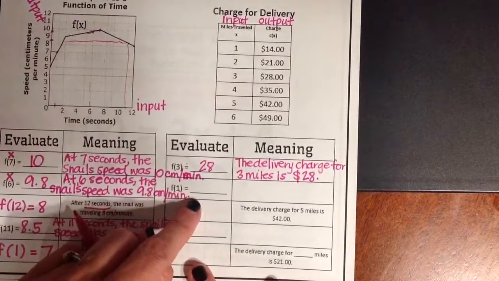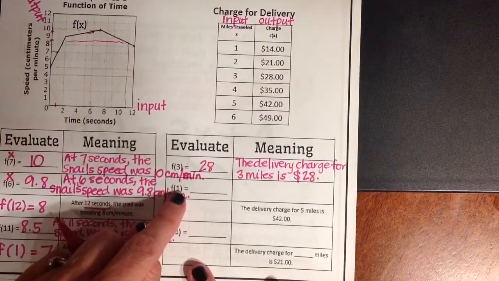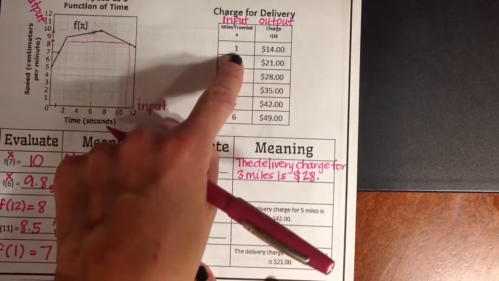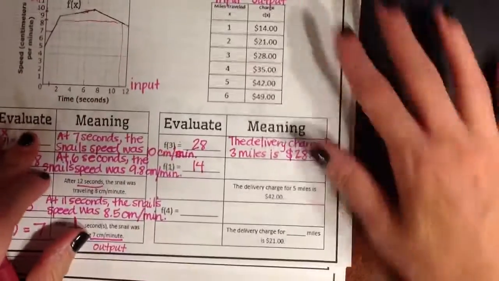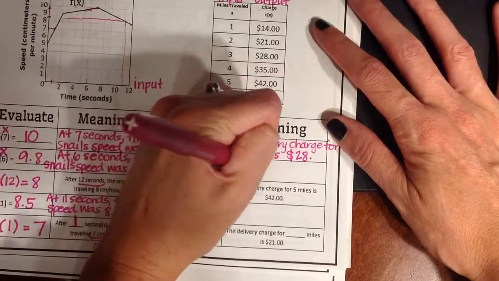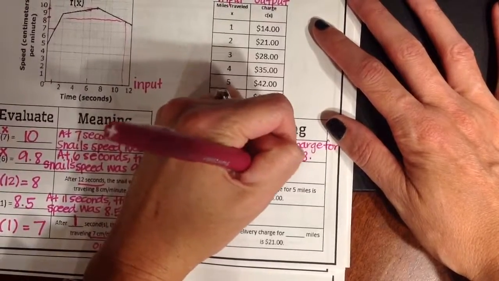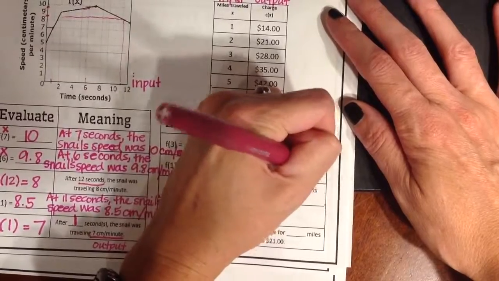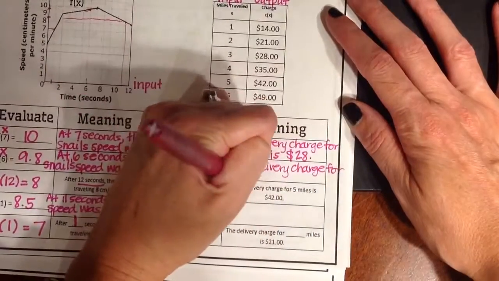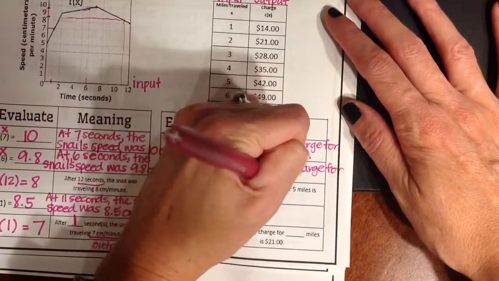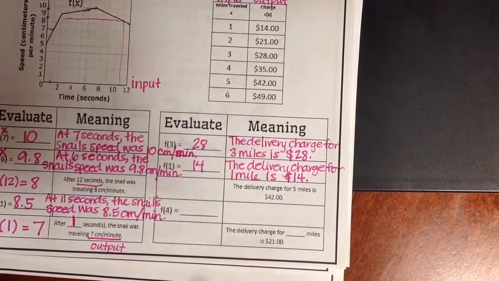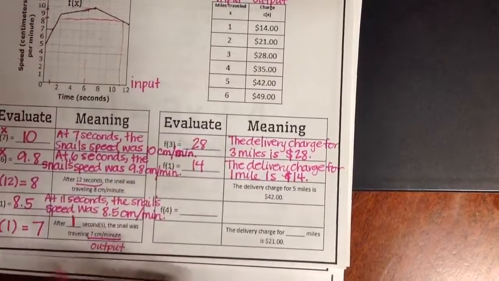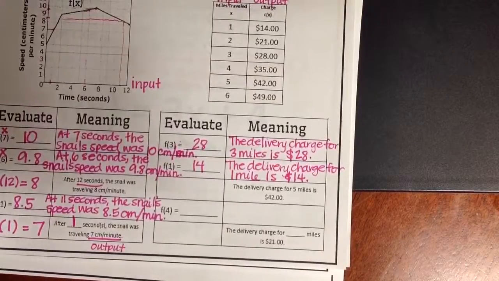F of 1 equals. So if it's inside the parentheses, it's an input value. So now I'm going to go to my input and find 1. And what is the output? It is 14. So the delivery charge for 1 mile is $14. Okay, there's other ways you could say this. I was just kind of using the meaning that they were given or giving to us in one of the examples to kind of help me create my meaning sentences.